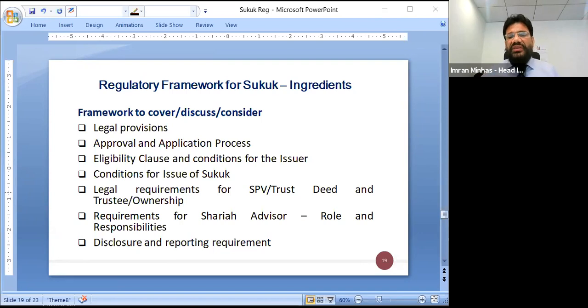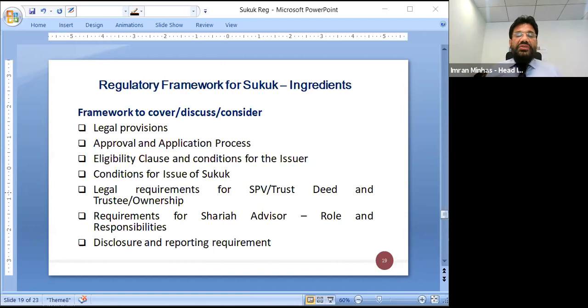Again, Sharia advisor, I've just discussed the requirement for the Sharia advisor. You need to prescribe in the rules who can act as a Sharia advisor. So his tenure, his operation, his powers, can he interfere in the administrative matters, can he interfere in the operational matters, or he is only relevant to the instrument or to the structure of the Sukuk. So this need to be defined in the regulations.